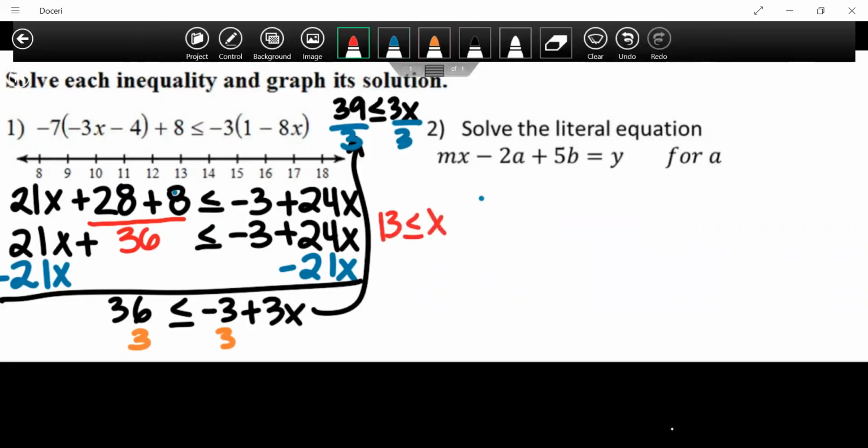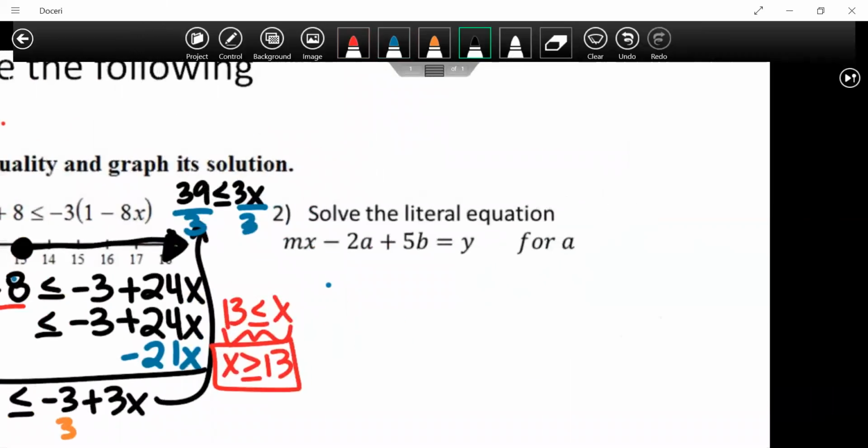Do I like how it's written? So we're going to flip it. You've got to be able to flip it. Open or closed circle? Left or right? Good? Okay, next one over is solving for the variable.